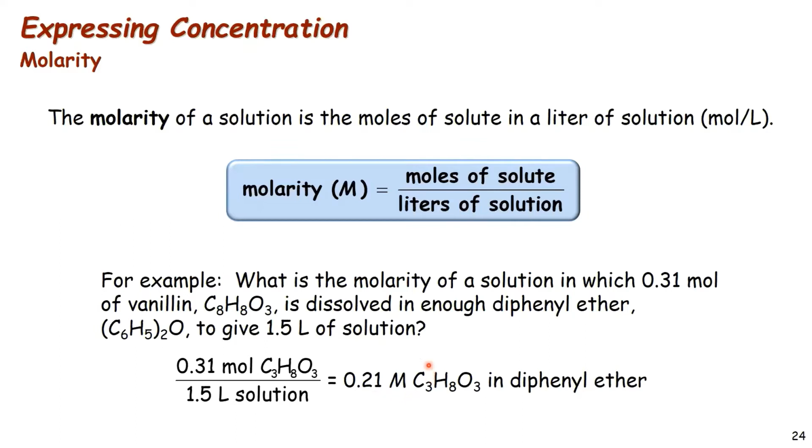The unit here is the capital M, which is pronounced molarity. Okay, so we're going to say molarity, or this is the molar concentration. We're going to introduce another concentration here in just a minute that's called the molal concentration. So we have the molar concentration, and we're about to talk about the molal concentration. So the molar concentration is in moles per liter. So instead of writing out moles of vanillin per liters of diphenyl ether, I just say 0.21 moles of vanillin in diphenyl ether.